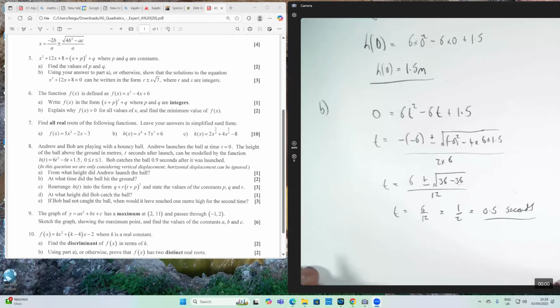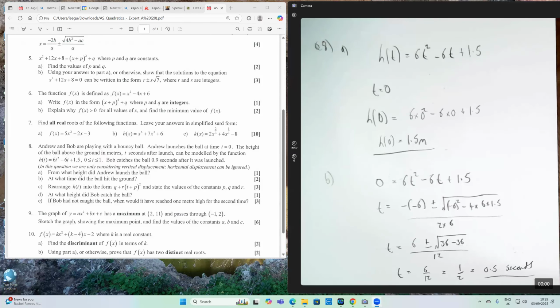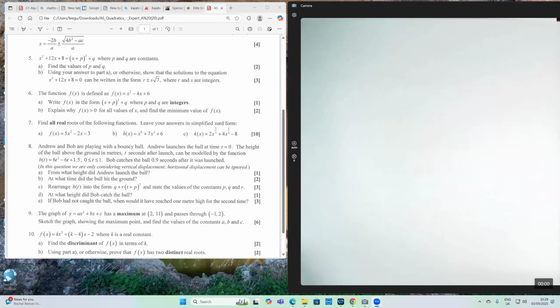Okay, and again, all I've done there is just solve the equation for 0. So what time did the ball hit the ground? The ball hit the ground at 0.5 seconds. Part C, now this is something keying into our earlier lessons on completing the square. It says rearrange h of t into this format.